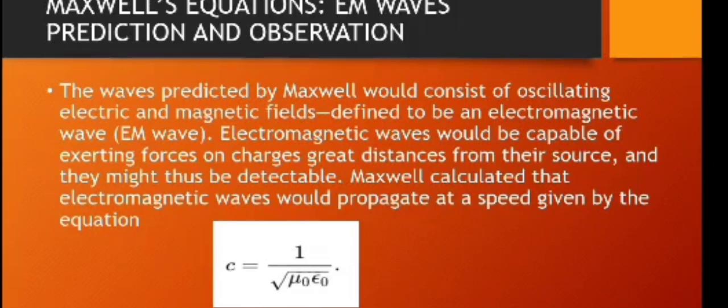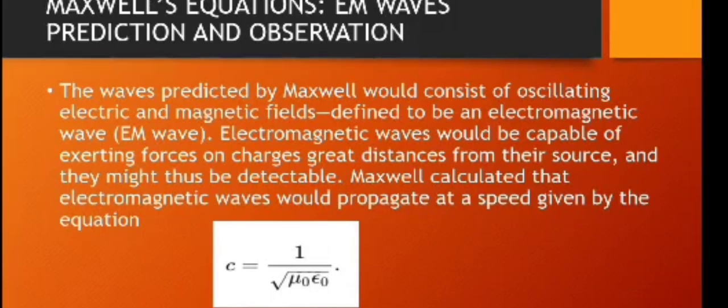The waves predicted by Maxwell would consist of oscillating electric and magnetic fields, defined to be electromagnetic waves, or EM waves. Electromagnetic waves would be capable of exerting forces on charges at great distance from their source, and they might thus be detectable. Maxwell calculated that electromagnetic waves would propagate at a speed given by the equation.